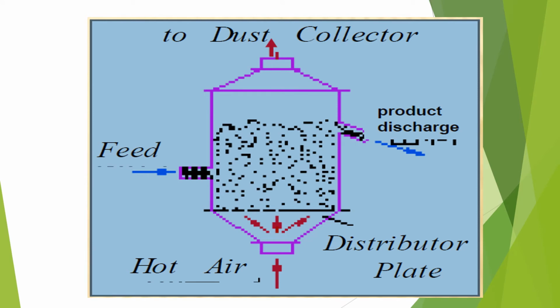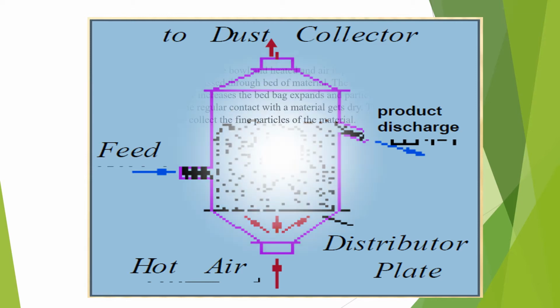First, hot air is passed through the distributor plate. Then the drug material is fed into it. On the upper side, one dust collector is there. Then on the right side, one product discharge is there, where the product is discharged after drying.